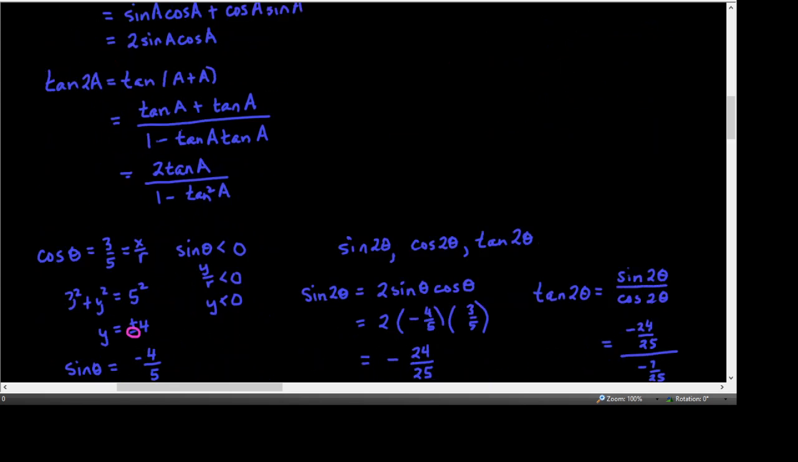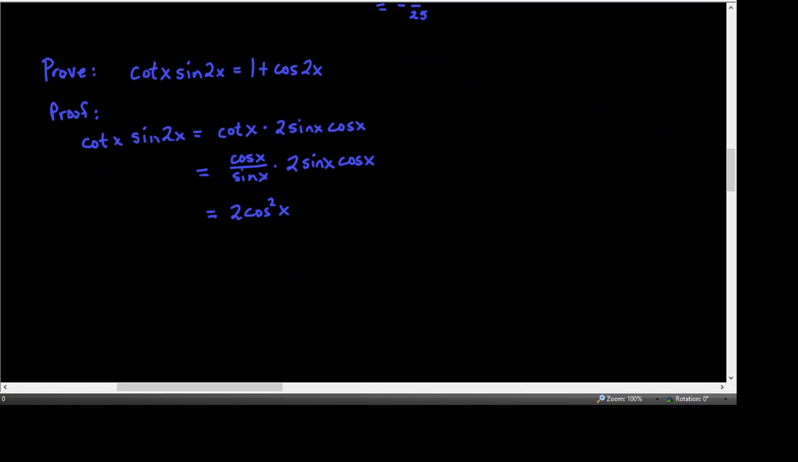So I'm going to take out the 2 cosine squared x and replace it with 1 plus cosine of double x, 2x, which is exactly what I wanted it to be. And so, therefore, I can conclude that indeed cotangent of x times the sine of 2x is really equal to 1 plus cosine of 2x. All right, very good. That one's done.